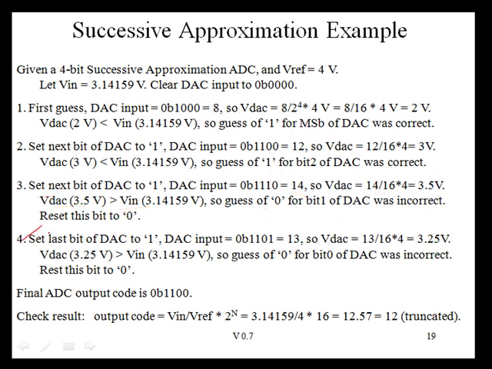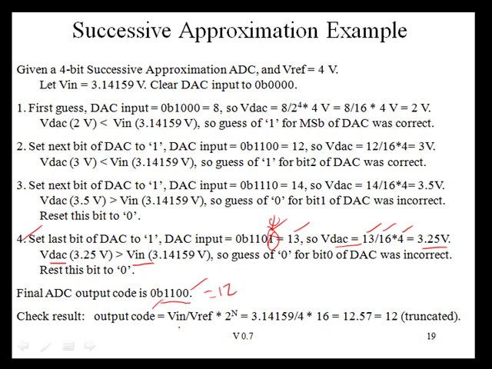At this point, we're at the last bit, so we'll set our last bit equal to a 1. This is going to give us a DAC input value of 13. Our DAC voltage will be 13 divided by 16 times 4, which is equal to 3.25 volts. We see that our DAC voltage is still greater than our input voltage, so this guess was wrong. So for our final value, we need to reset that back to 0. So our final output code of our ADC is 1100 or 12.